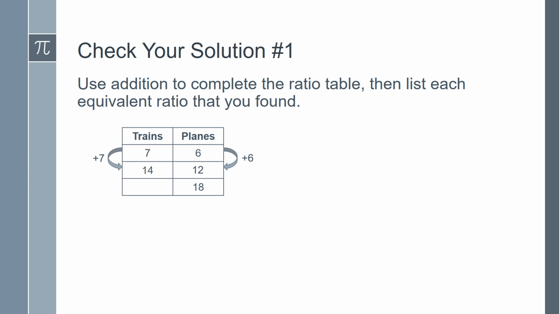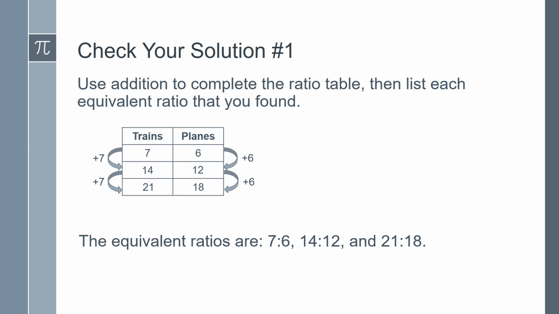Now to move from 12 planes to 18 planes, we need to add 6 to the right side, which means in order to keep the ratio equivalent, we need to add 7 to the left side. 14 plus 7 is 21, so now we have a ratio of 21 to 18. The equivalent ratios are 7 to 6, 14 to 12, and 21 to 18.